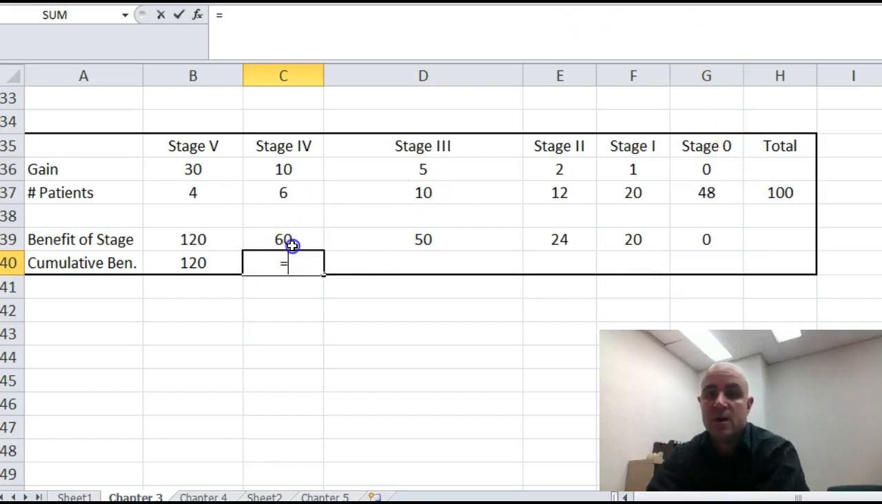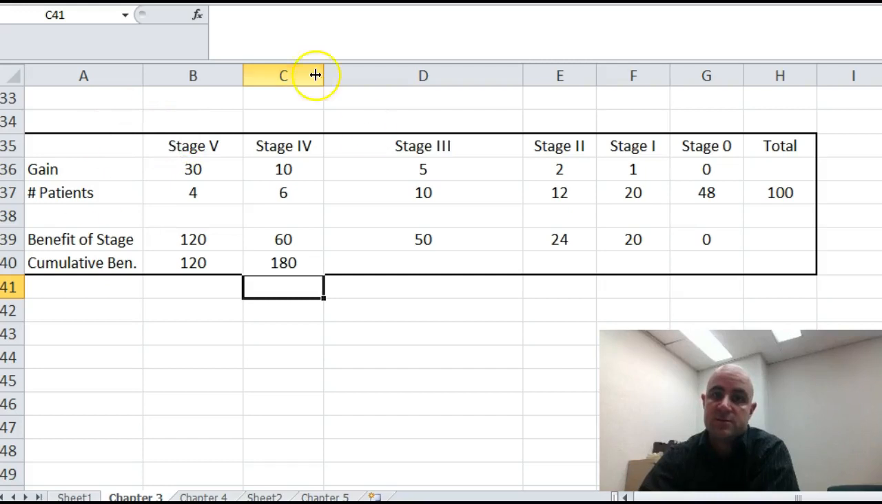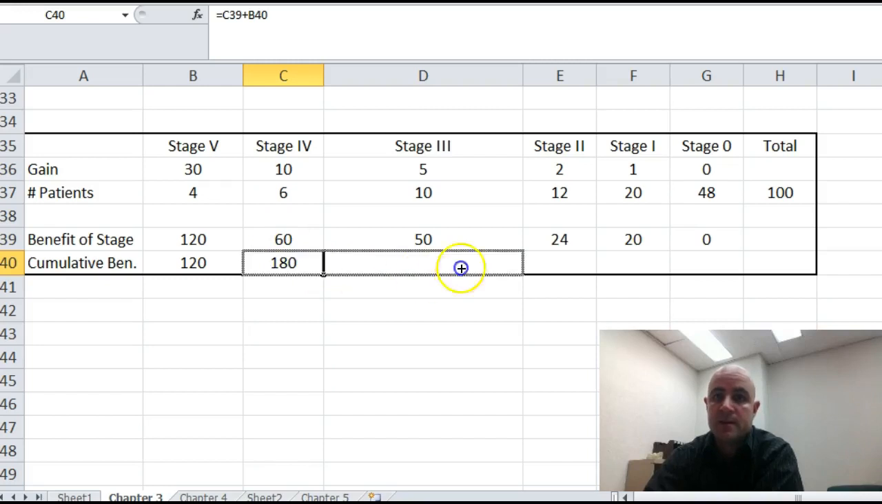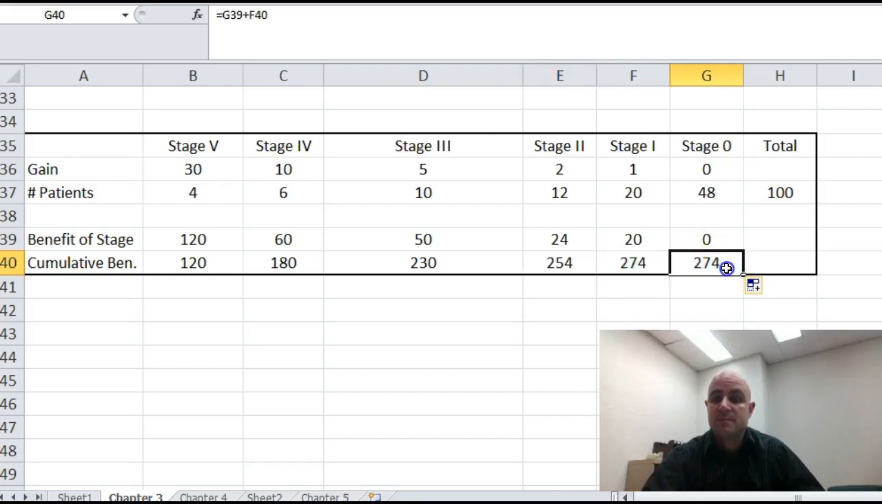Now, if we go in order, if we treat the first, or stage 5, we would get 120 years. If we then go to stage 4, we would get those 60 additional years, so now we have 180, 120 plus 60. If we go to stage 3, add those 50 on, 230. Stage 2, add those 24, 254. Stage 1, 274. And now if we treat that additional stage, the total benefit doesn't go up by anything, because you're not gaining anything.